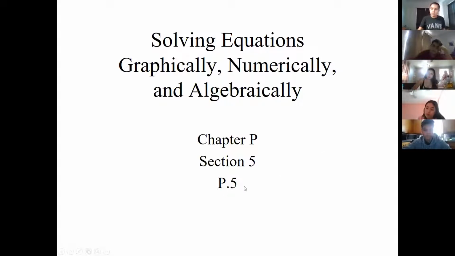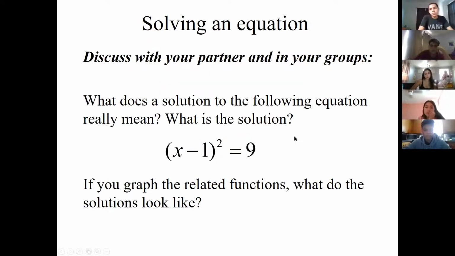So we're on P5. This is mostly review of Algebra 1, Algebra 2, with a little bit of new stuff, maybe. I don't know how good your Algebra 2 teachers were. But here's what we're going to learn. What does it mean to solve an equation?